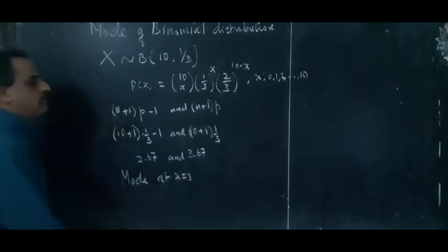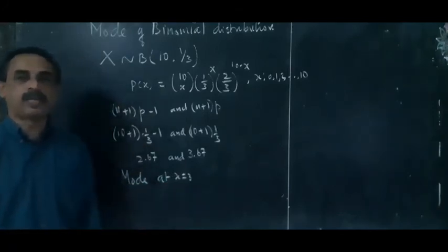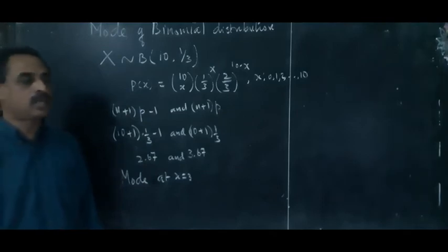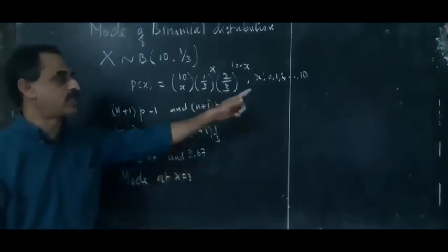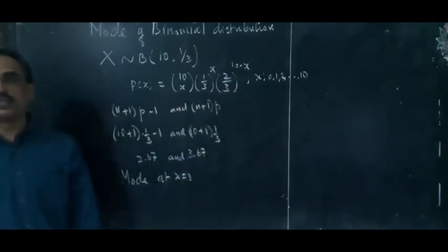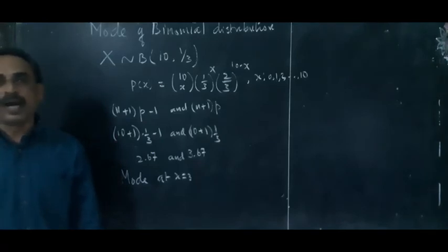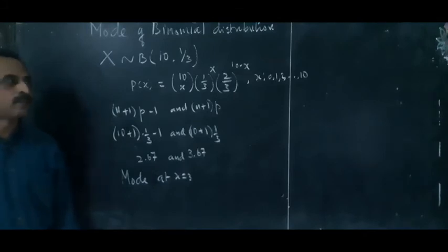Later we can verify that at x equal to 3 only, the probability becomes maximum, by putting values of x as 0, 1, 2, etc. in this equation. You can verify that at x equal to 3, the probability will be highest. So here we say the binomial distribution is unimodal because the mode appears at x equal to 3 only.